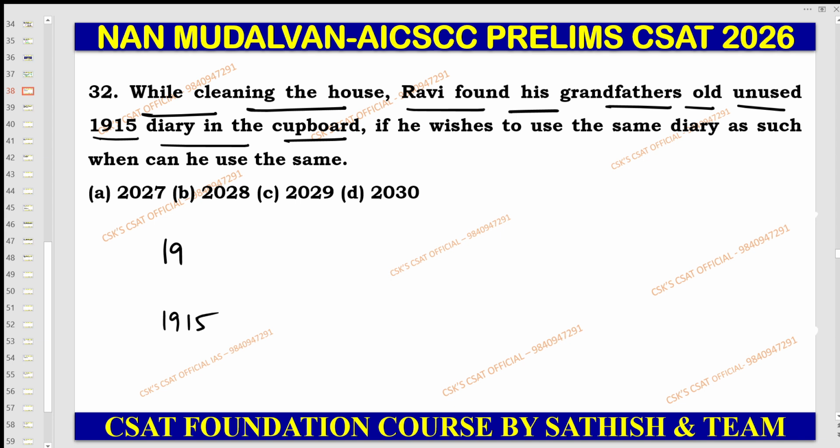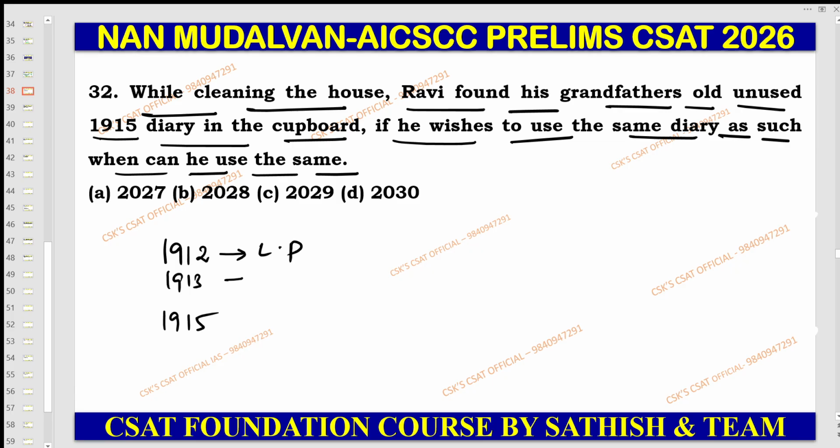1915 diary in the cupboard. If he wishes to use the same diary, when can he use the same? Now focus here. 1912 is nothing but the leap year. 1913 is the immediate year after that leap year, which means the leap year plus 1. 1914 is nothing but the leap year plus 2. 1915 is nothing but the leap year plus 3.